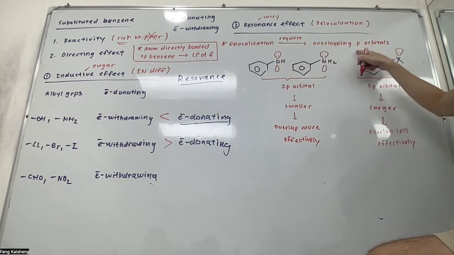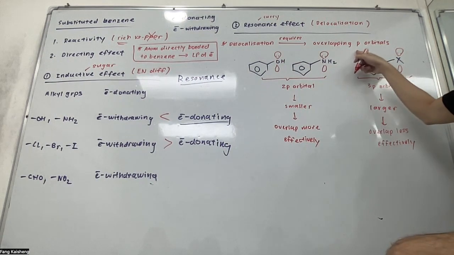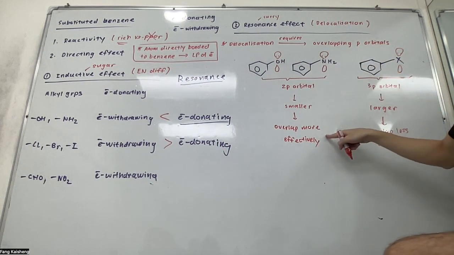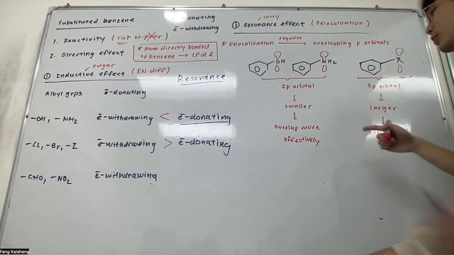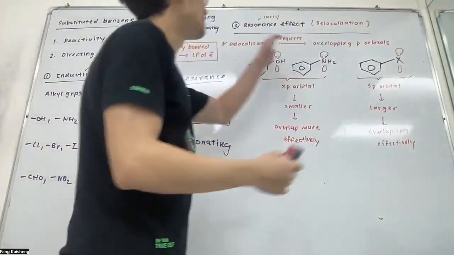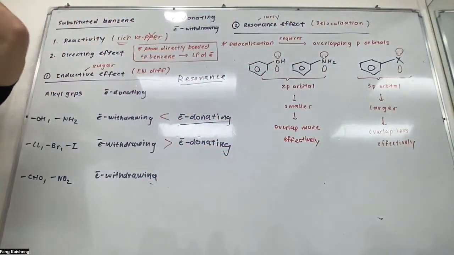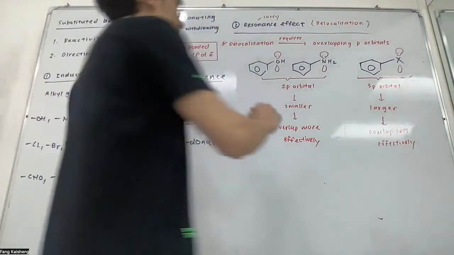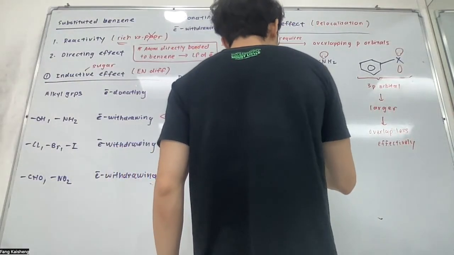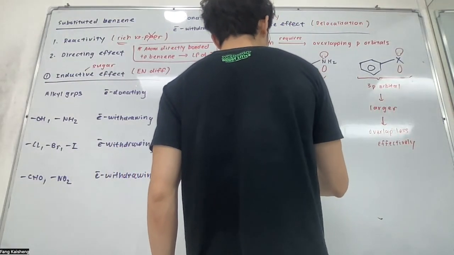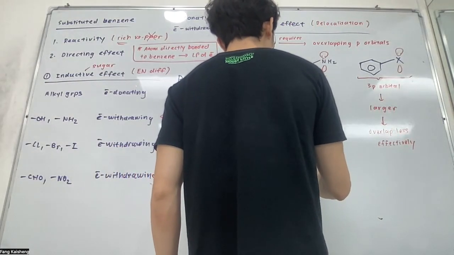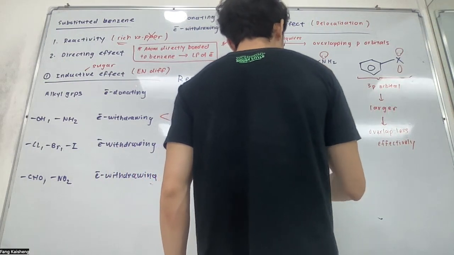Delocalization is about overlapping p orbitals. So if this one overlaps more effectively, this one overlaps less, which one has a more significant delocalization? 2p. 2p will have more effective delocalization. In other words, the delocalization is to a greater extent.